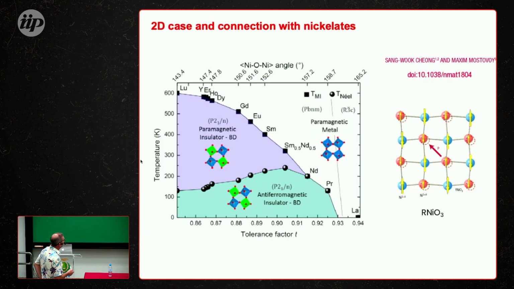And so now trying to go to larger dimensional systems, we looked at the case of nickelates. I got the inspiration from this review paper by Cheong and Mostovoy on these nickelates, that they were suggesting some deformation of this type. So we extended the model. These are all the nickelates that have been studied with different tolerance factors, meaning different sizes of the atoms. And if you go down in temperature, first you go from paramagnetic metal to an insulator, but then you go to an antiferromagnetic insulator.